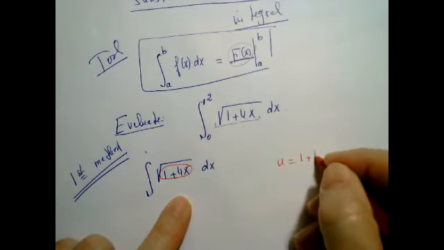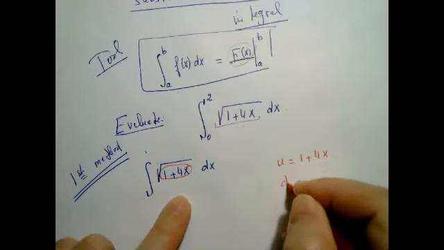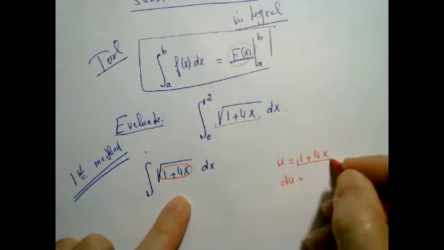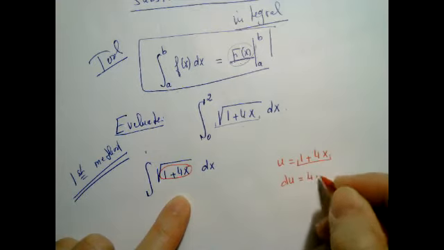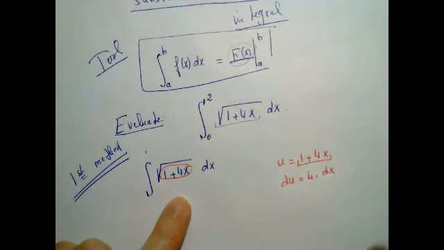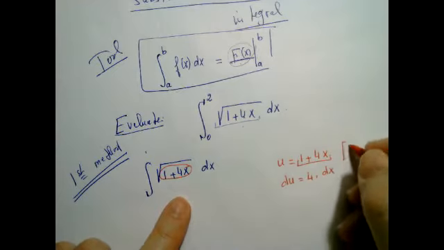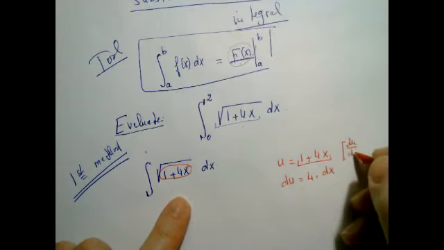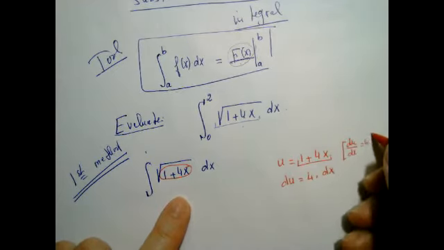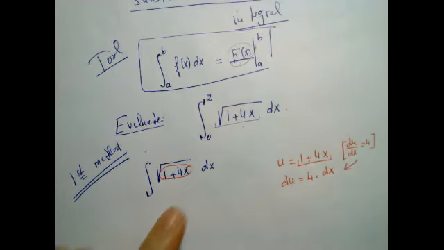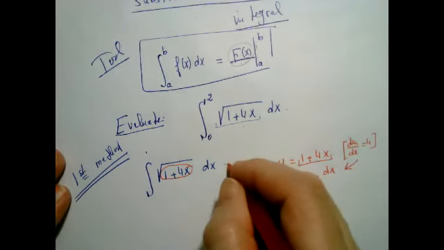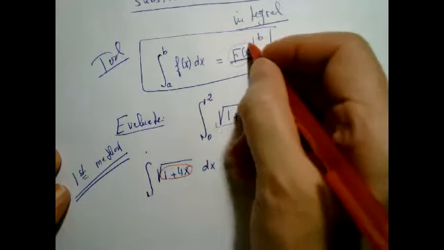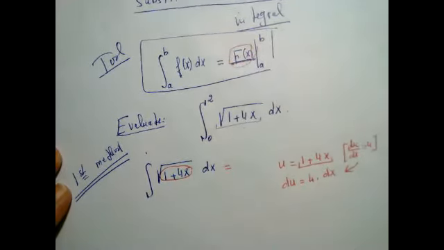Suppose u is 1 plus 4x. The du is the derivative of that, which is 4 times dx. And if you ever forget the du, you just compute du/dx equal to 4, and then you multiply by dx. So this is equal to, now I am after this piece right there. That's the piece I'm after.